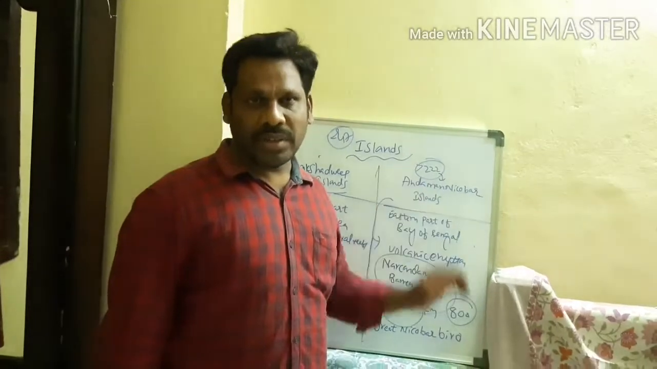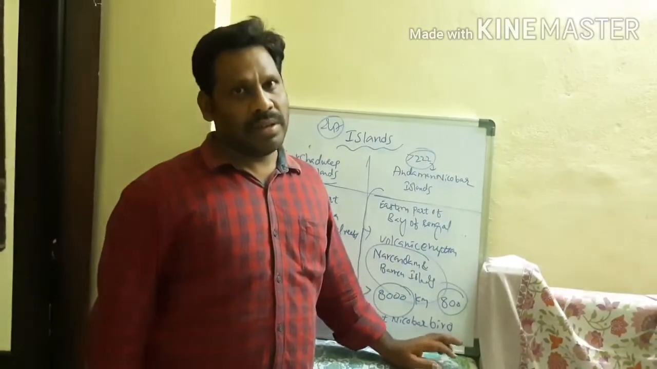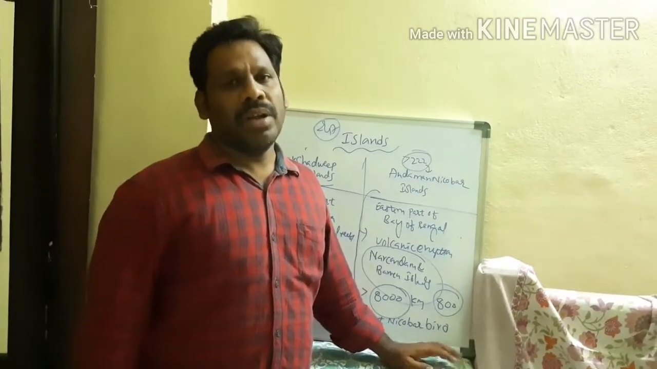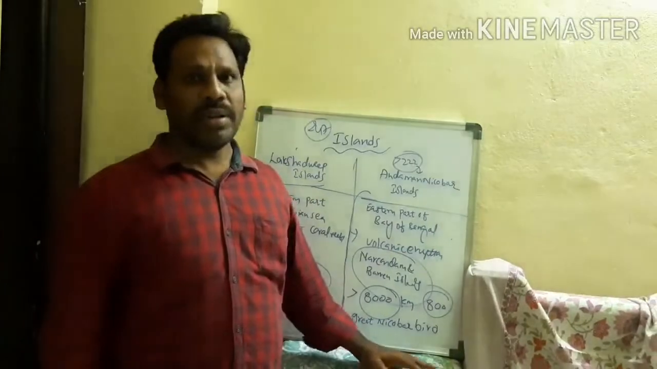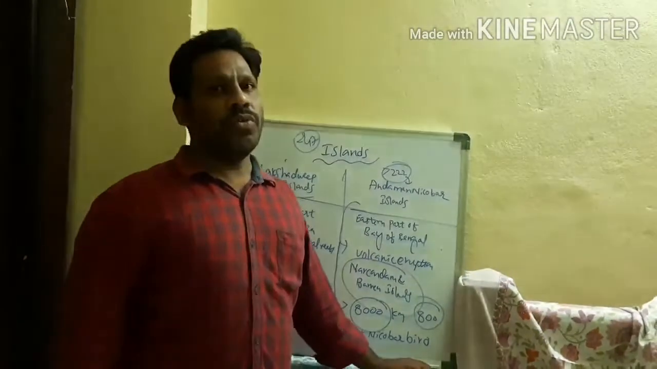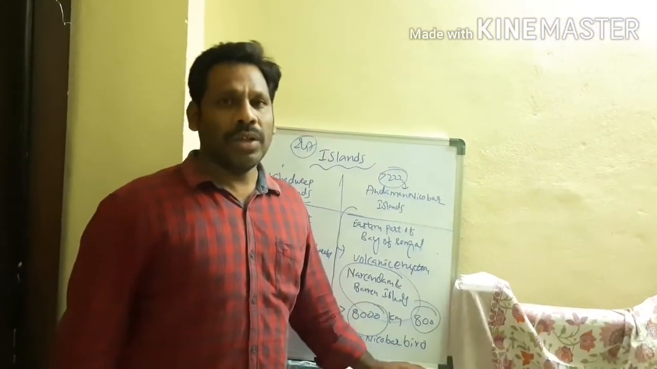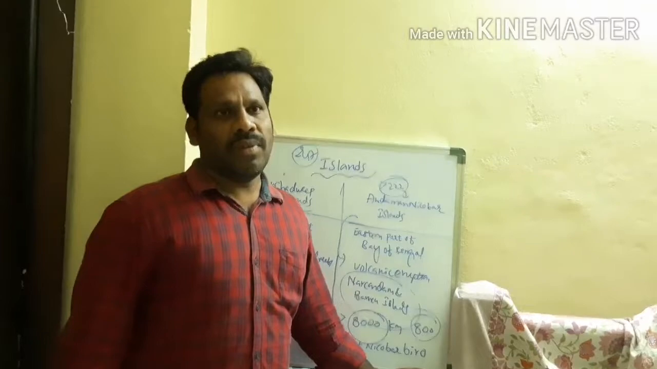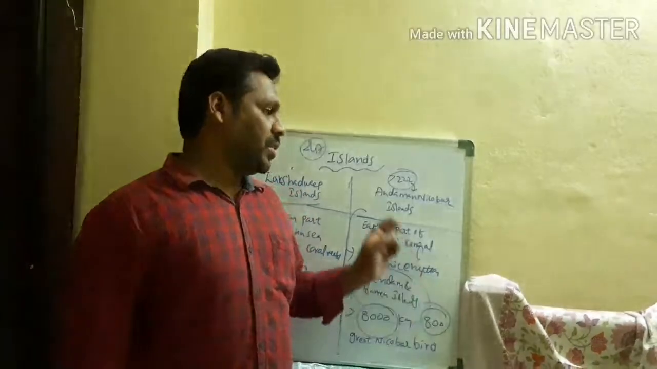Second physiographic division, Indo-Gangetic Plain, divided into 3 parts: western part, central part, eastern part. Western part is covered by the Indus River, central part by the Ganga River, eastern part by the Brahmaputra River. Here we discuss 2 important concepts also: Dune, what do you mean by dune, and what is meant by Doab. Doab means what? The fertile land between 2 rivers is called Doab.